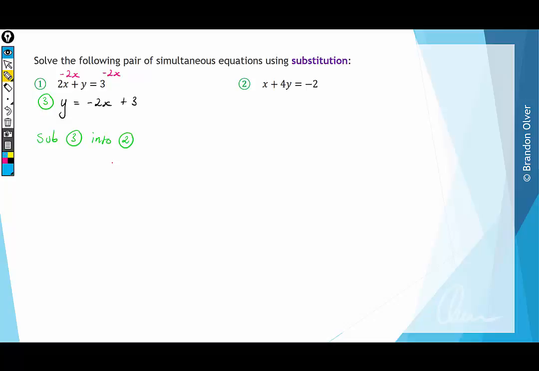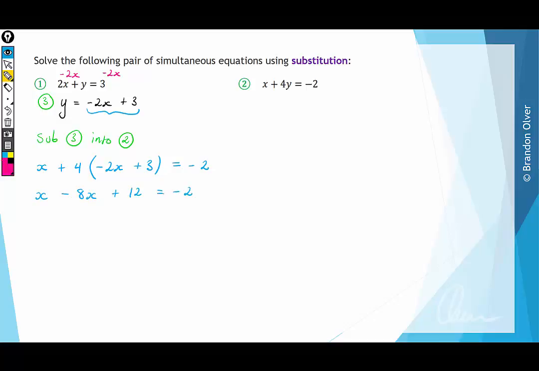To do that we're going to use the scaffold or the backbone of equation 2. So we're going to have x plus 4 times y, but we're going to replace y with this expression here. So we're going to put negative 2x plus 3 in there, and then we know that all of that will be equal to negative 2. So if we expand this bracket and simplify, we're going to have x minus 8x plus 12 is equal to negative 2.